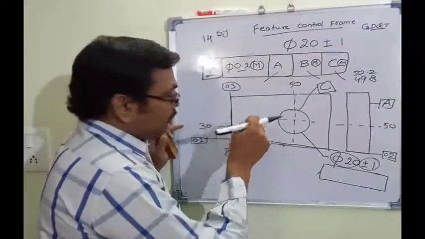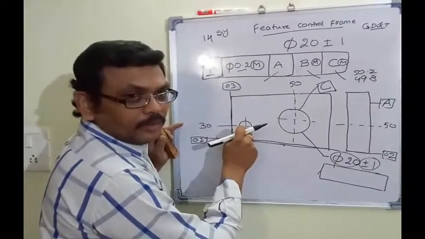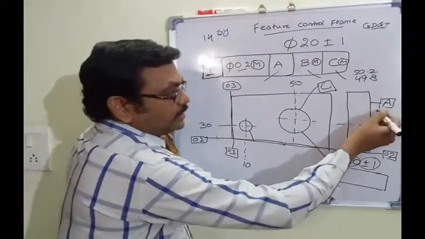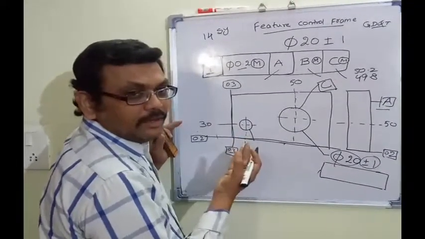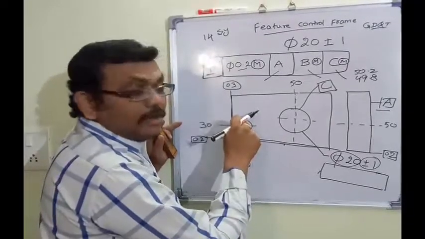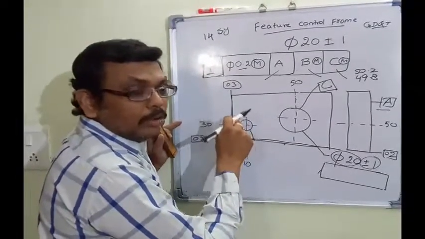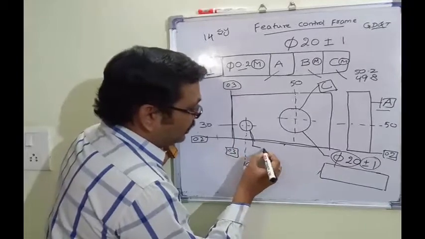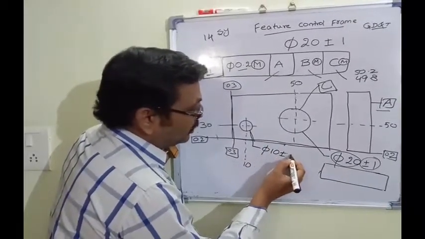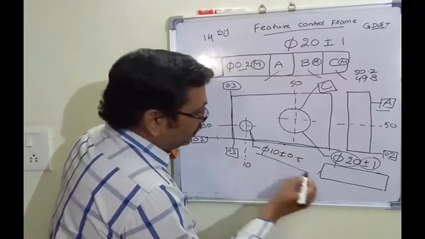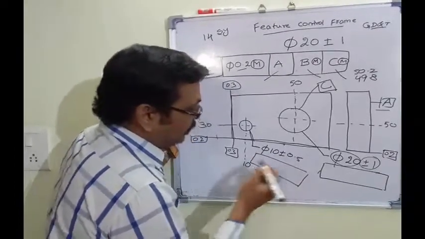So first I want to make this hole. First I need to fix one surface, datum A. Then I will drill this hole or punch this hole with respect to diameter something around 10 plus or minus 0.5. Now comes the GD&T.